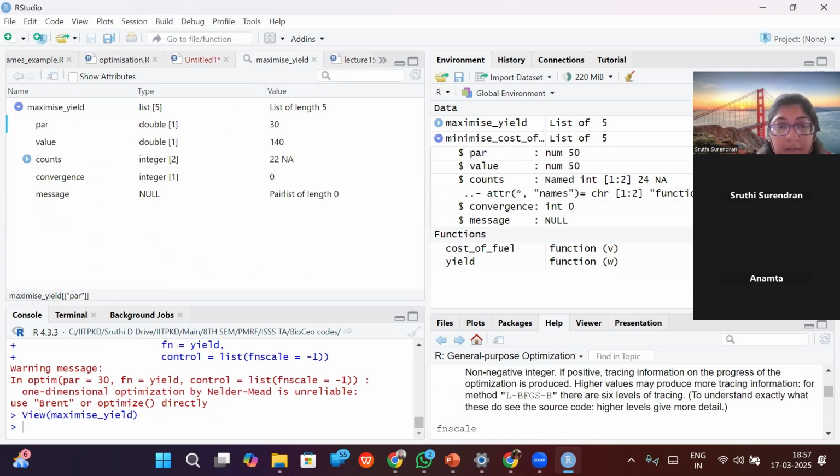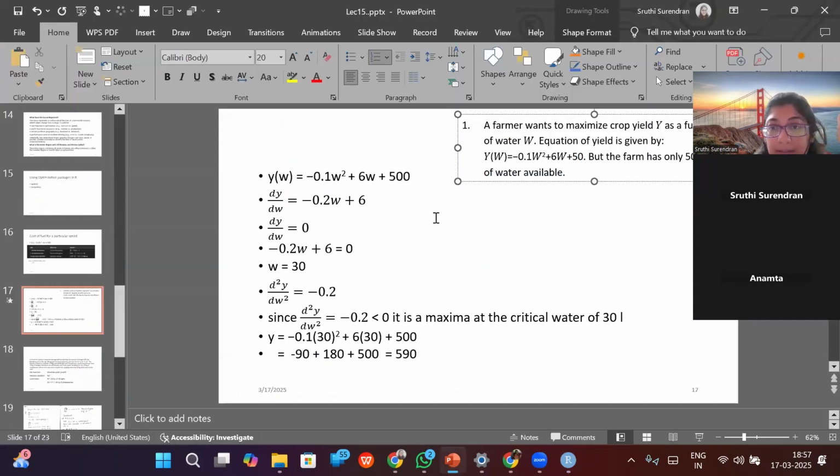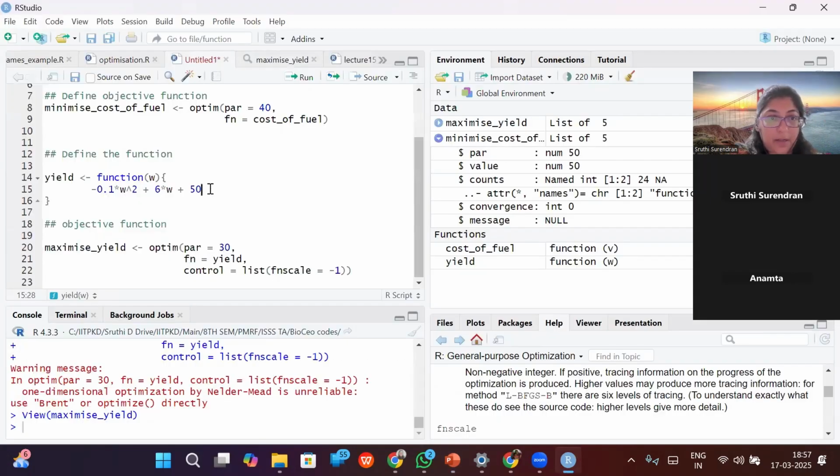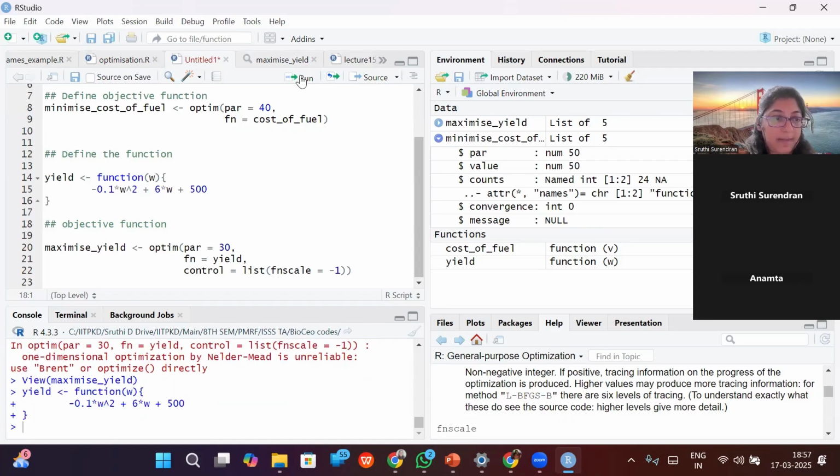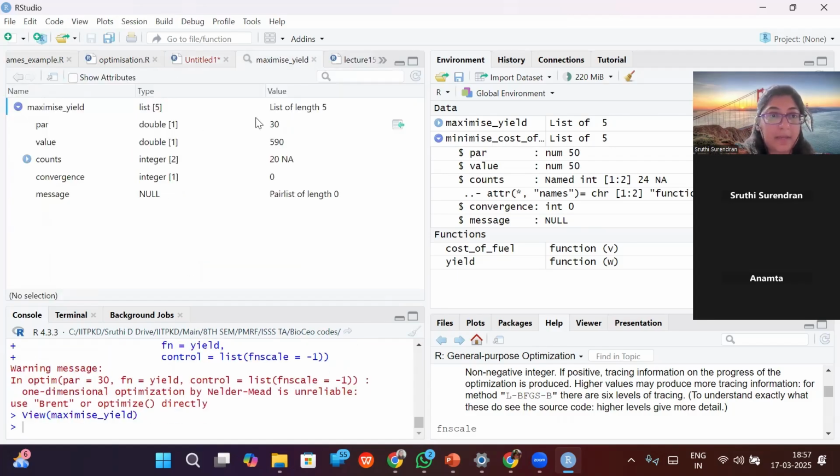So let's see by solving it manually. Okay, here it is given 500. So let me do this 500. Here also I'll change it to 500. And then I will run this line, and you will see that maximize at 30, you're going to get 590.